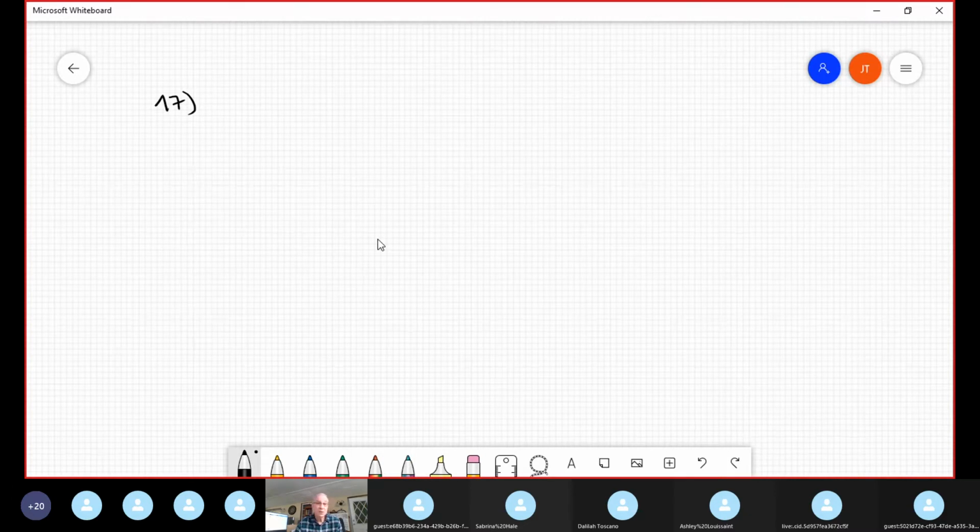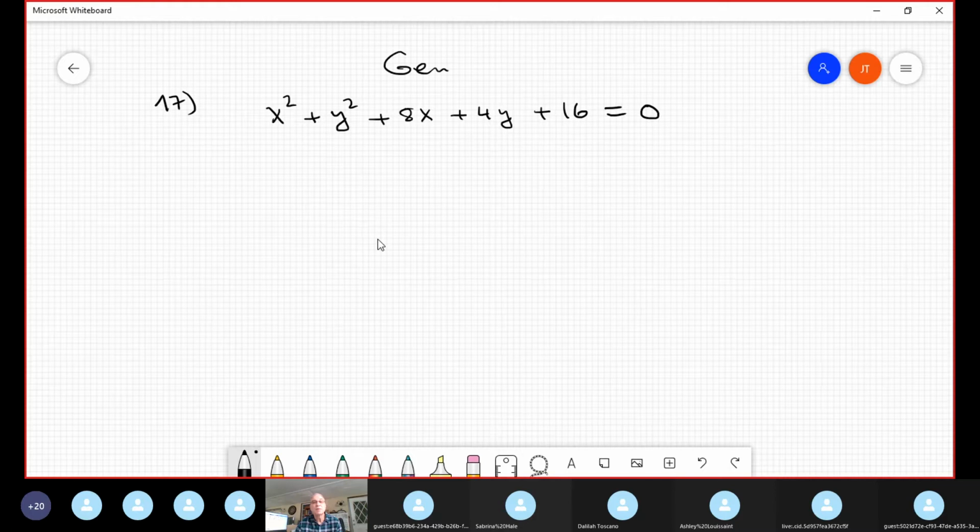Okay, let's do it. x squared plus y squared plus 8x plus 4y plus 16 equal to 0. This is non-standard or general form. The first step is to try to convert to standard form. So this is the completing the square process.